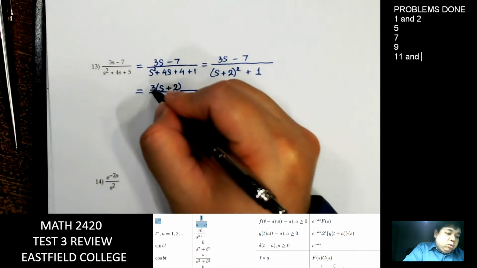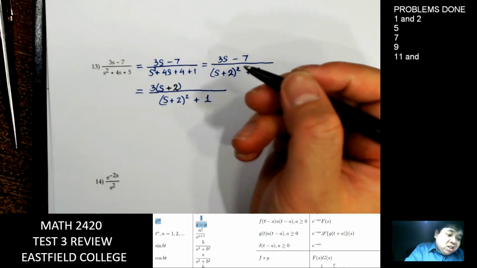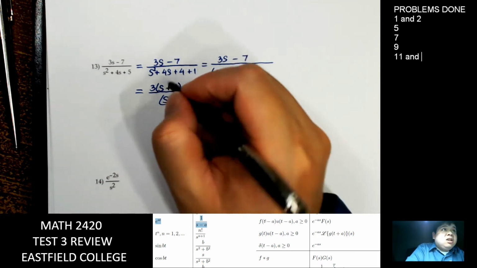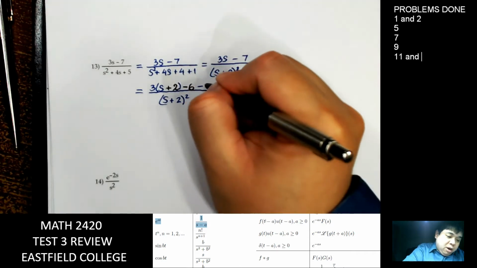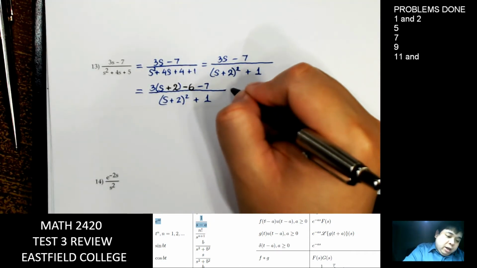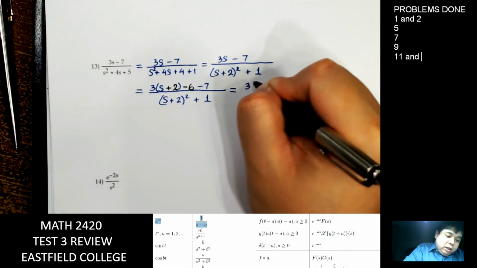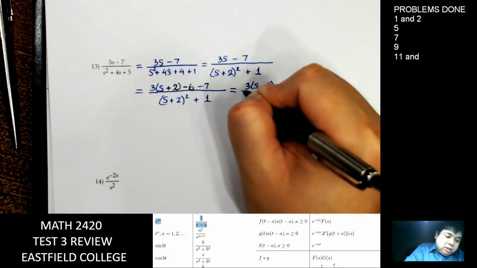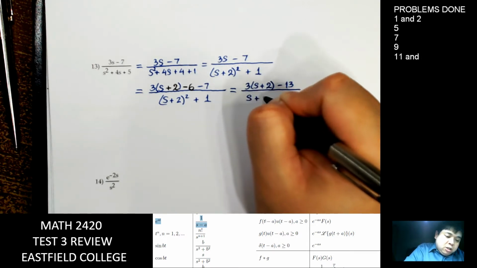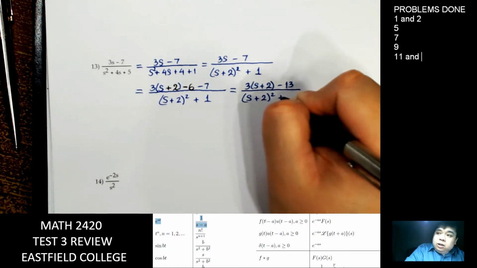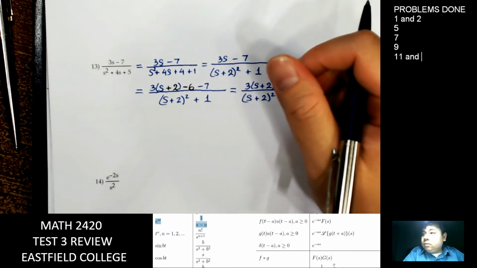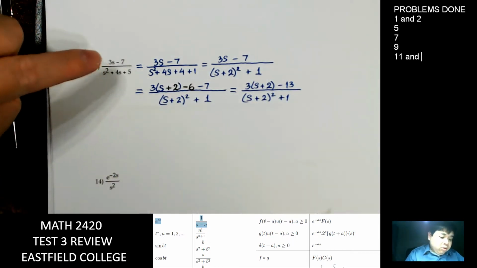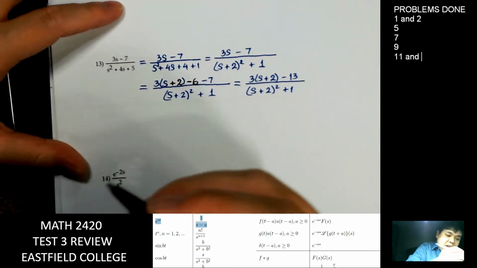Now, that means 3 times 2 is 6, so we add 6 to the problem. We have to subtract 6 to keep things balanced. And then we still have minus 7. So that would be 3 times (s plus 2) minus 13, over (s plus 2) square plus 1. Right. Now we do the inverse transform of this.